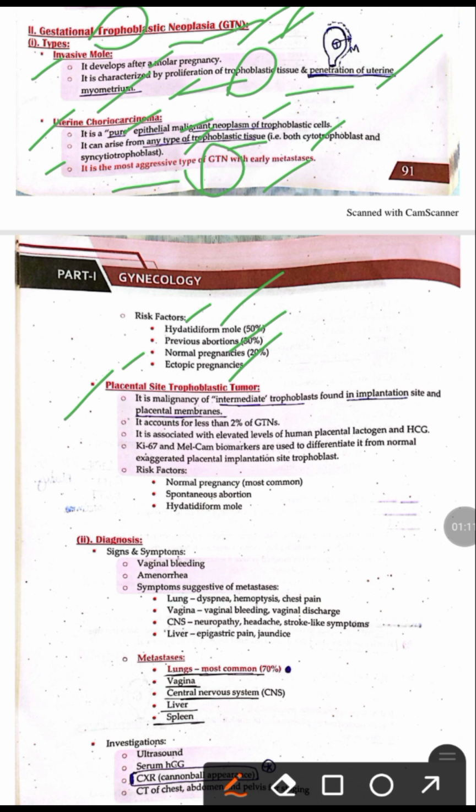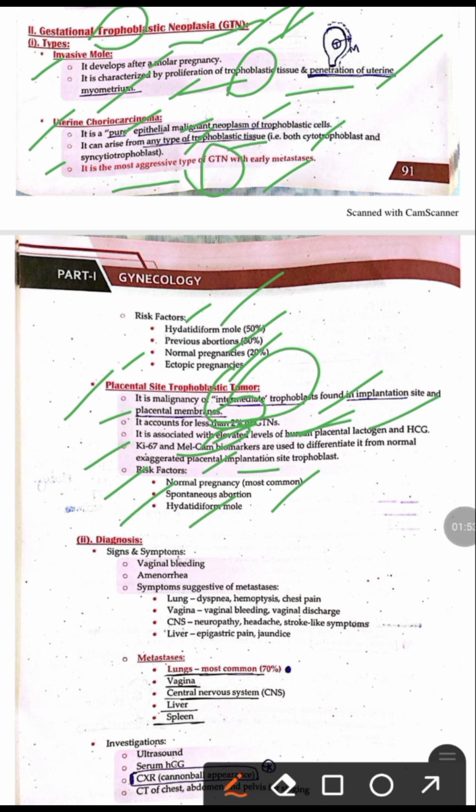The third type is the placental site trophoblastic tumor. It is a malignancy of the intermediate trophoblast, and it is usually found at the site of implantation in the placental membrane. It accounts for only 2% of gestational trophoblastic neoplasia, and it is associated with elevated levels of human placental lactogen and a high level of beta HCG. These two markers, Ki-67 and Mel-CAM biomarkers, are used to differentiate it from the normal exaggerated placental implantation site trophoblast. The risk factors for placental site trophoblastic tumor include normal pregnancy, spontaneous abortion, and hydatidiform mole.